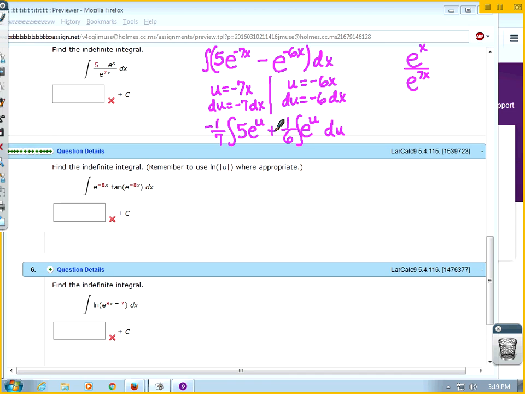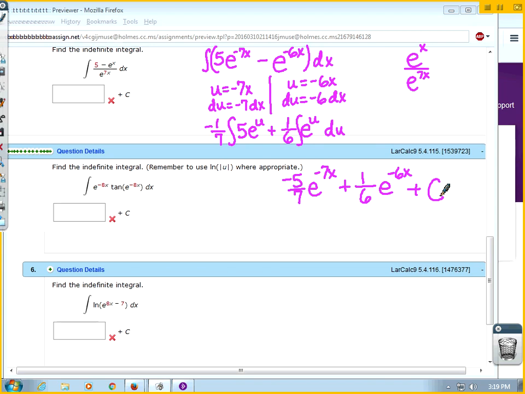We'll put my integral after the 1/6. Okay, so pulling that 5 out, we would have negative 5/7 e to the u, and I'm going to put the u back in. The u was negative 7x for that part. And then we have plus 1/6 e to the u, and our other u was negative 6x.